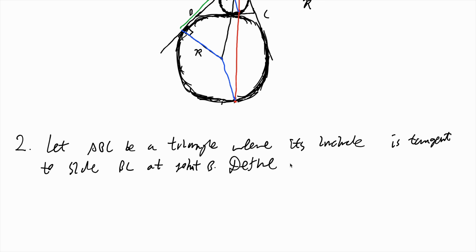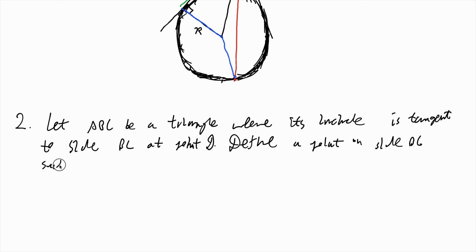Define D, a point on side BC. Define a point E on side BC such that BE equals CD.